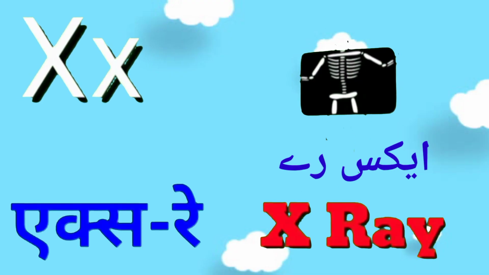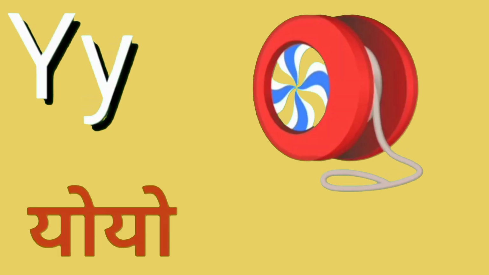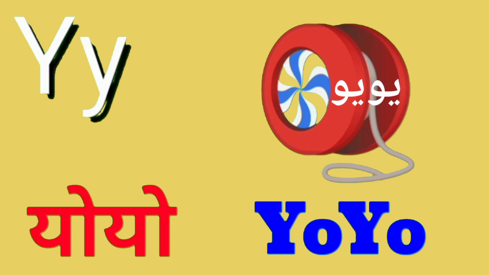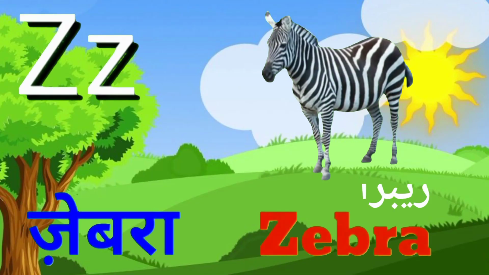X for X-ray. X-ray means X-ray. Y for yo-yo. Yo-yo means yo-yo. Z for zebra. Zebra means zebra.